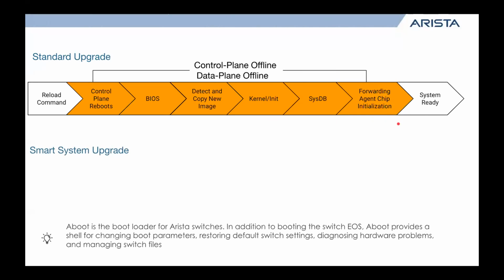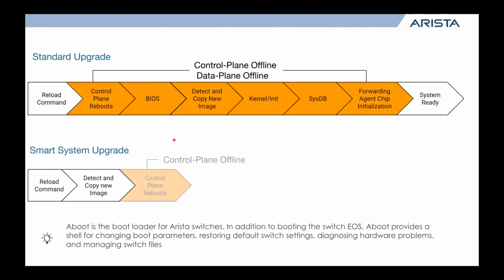If we compare that to our Smart System Upgrade, though, one of the first things you'll notice is our detecting and copying of the new image occurs before the control plane reboots. And that makes sense, right? We don't need the control plane to be down while we're changing and copying an image over. Once the switch goes down and comes back online, you'll see we also skip this BIOS step. And we just do something clever there where we boot from one kernel directly into a new kernel so we can skip this phase.